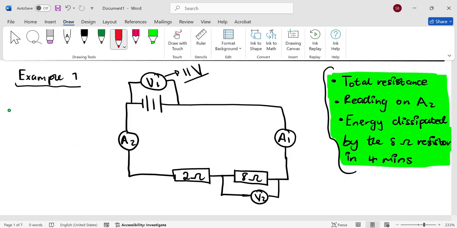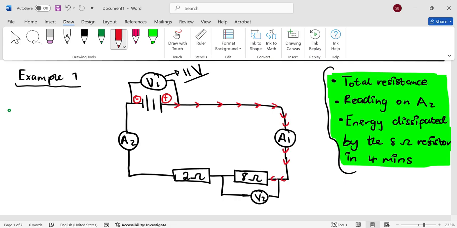Just make sure that you always start by indicating the flow of current. What do you know about the current in a circuit? It flows conventionally. So that means it flows from the positive terminal to the negative terminal. So it's going to flow in that direction. Notice how before I even answer the questions, I am analyzing my diagram.